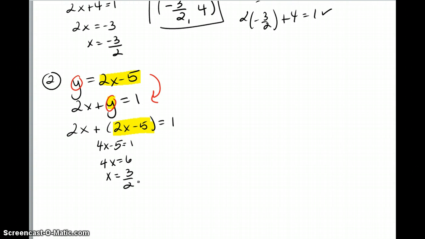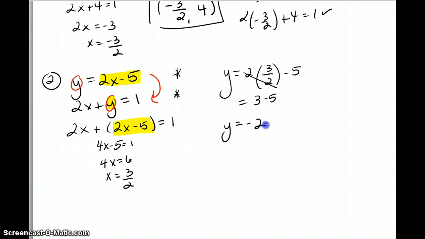Now remember that a solution to a system is an ordered pair, and right now we only have half the ordered pair. So we need to take the 3 halves, plug it back into one of the original equations. It doesn't matter which one we use, preferably the one that already has y isolated. So y equals 2 times 3 halves minus 5, and we get y to equal negative 2.